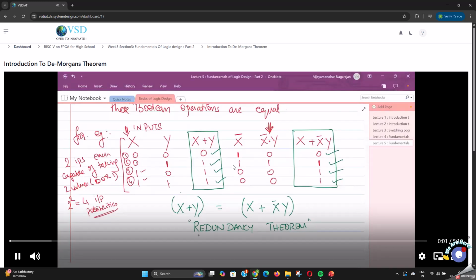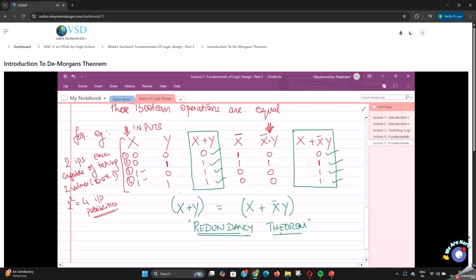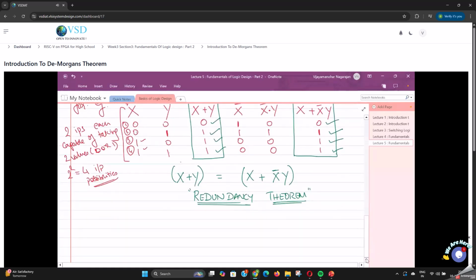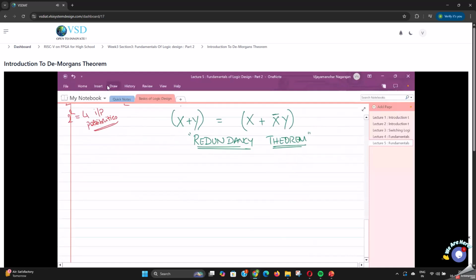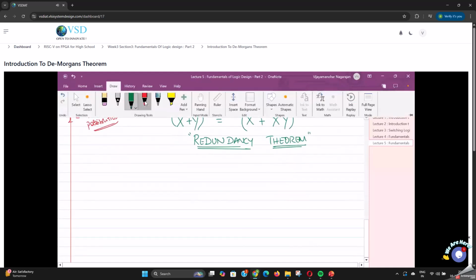This is called the redundancy theorem in Boolean algebra. X ORed with Y is the same as X ORed with X bar Y. Okay. Similarly, we are going to look at a few more important relationships.